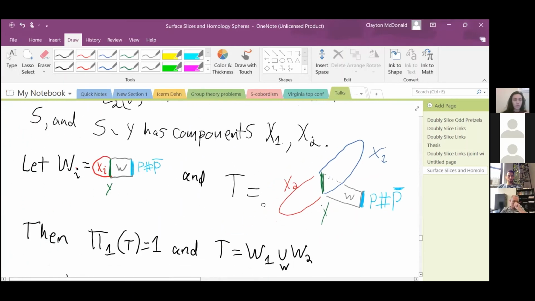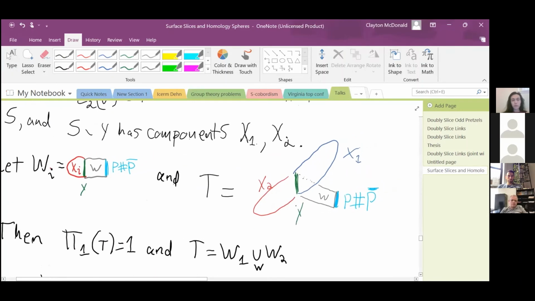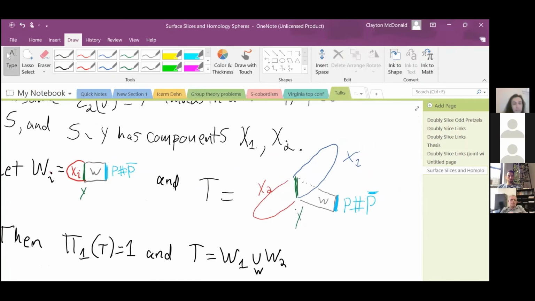Okay, so the first thing I'd like to note is that pi1 of T is equal to 1. So why is that? Well, you can just do it by Seifert-Van Kampen. These two together form a homotopy sphere, and this is just built out of two handles, so it's not going to be adding anything to pi1. It's just adding relations, not generators, so it's still going to be simply connected.